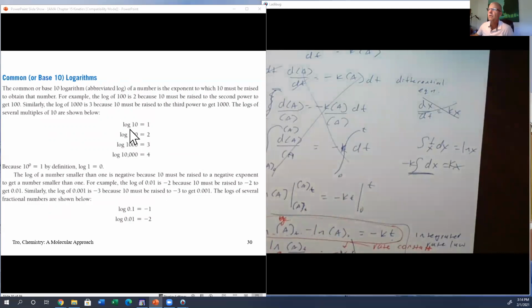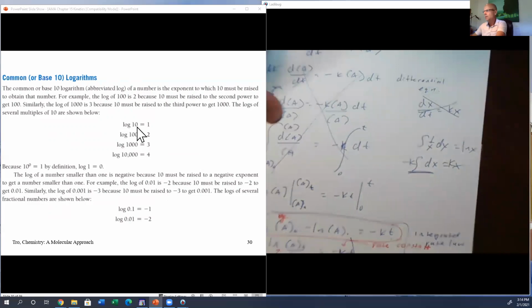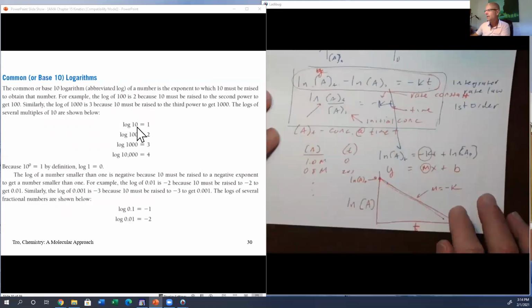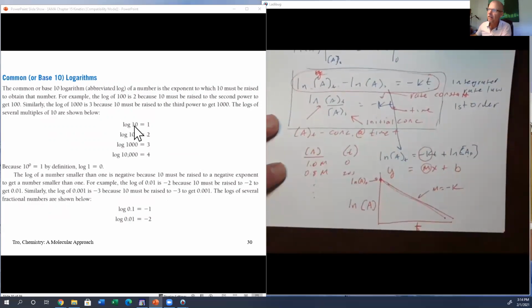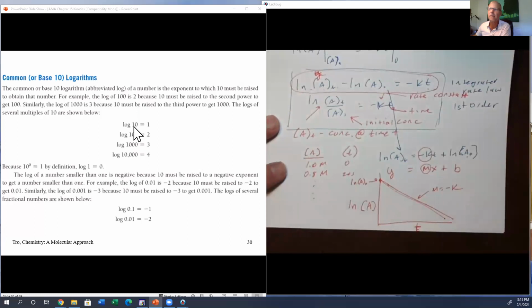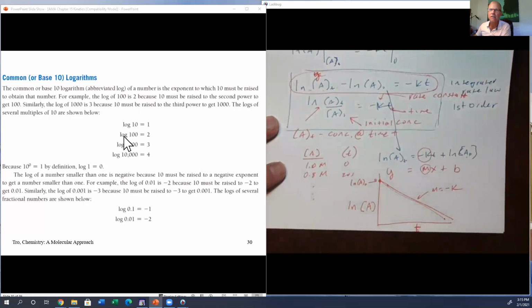But just remember, the log of a number is what number? The log of a number is the exponent that 10 has to be raised to in order to get that number, right? So the log of 10 is 1. Why? Because you have to raise 10 to the 1 power to get 10, right? And this is a base 10 log, all right?